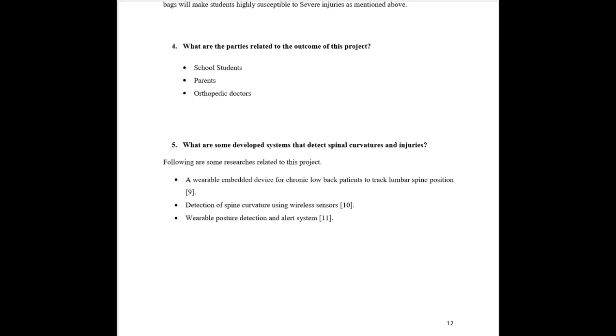Here the part 4 is about the parties related to the outcome of this project. Mainly the school students are the affected part of this project, and the parents and the orthopedic doctors will gain from the usage of this implementing device. These are some developed systems that detect spinal curvatures and injuries. These are the previous systems.